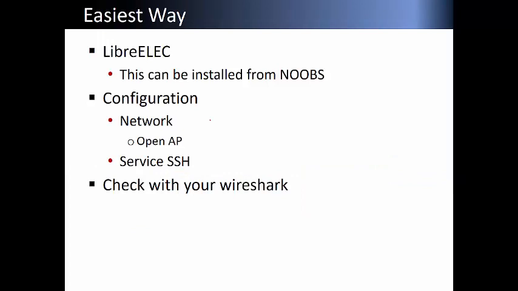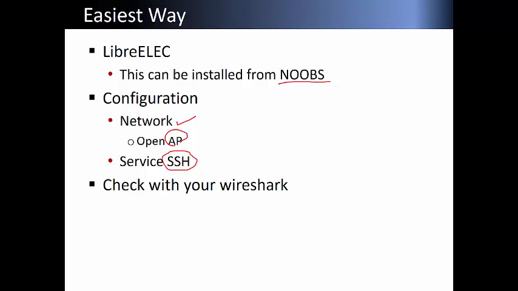There are so many ways that you can do access points. The simple way is LibreELEC. LibreELEC can be installed from NOOBS, the new out-of-box software. Remember that I mentioned it, right? And then you need to check network access point and also SSH. So we can emulate two things.